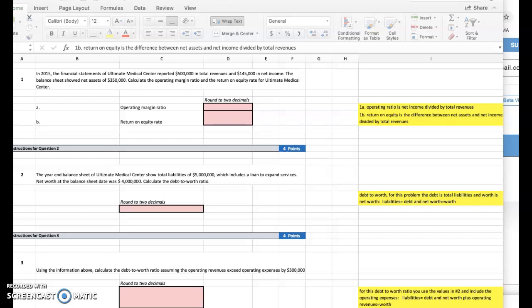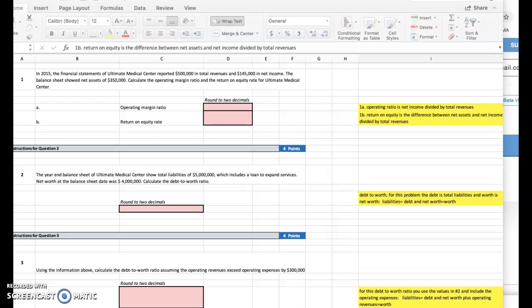And then the return on equity rate is a little bit different because it has an extra step. The return on equity is the difference between net assets and income divided by the total revenues. So that's how you're going to get started for number 1.